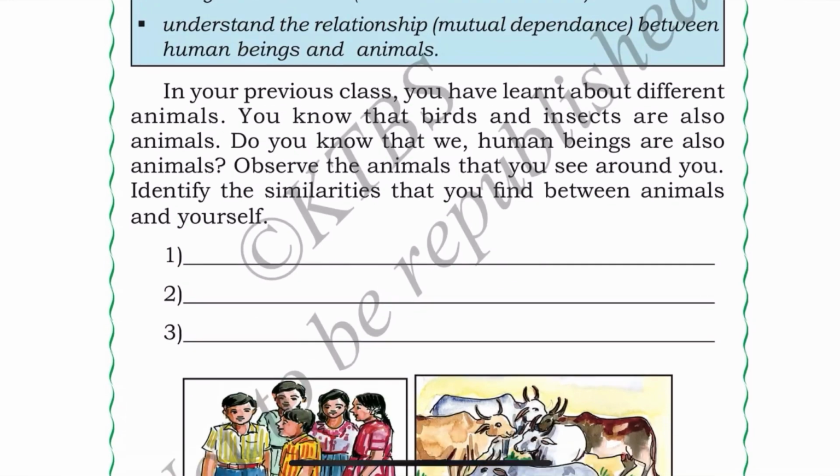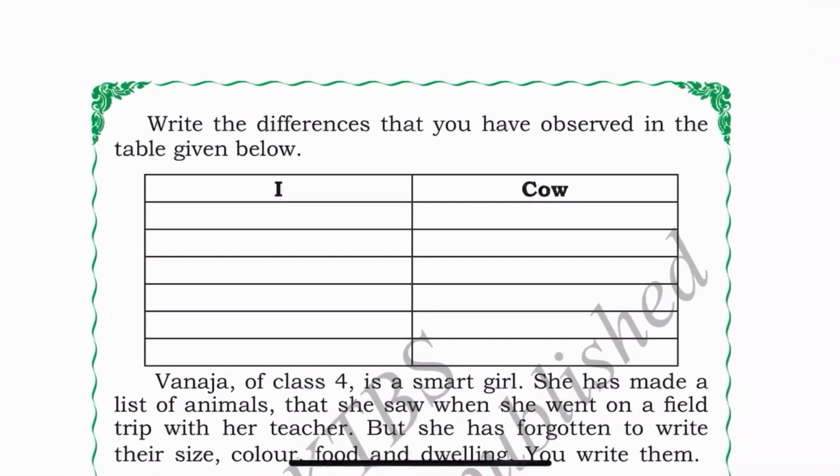So children, in the first main, now let us study the similarities between human beings and the animals. Human beings and animals are living organisms, isn't it? Second similarity being they need food and water to live. Third one being they are both made up of cells.